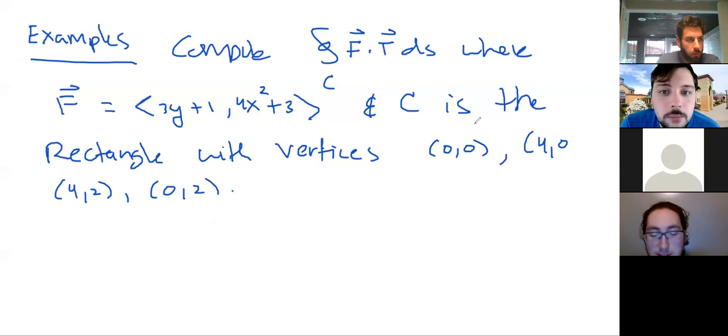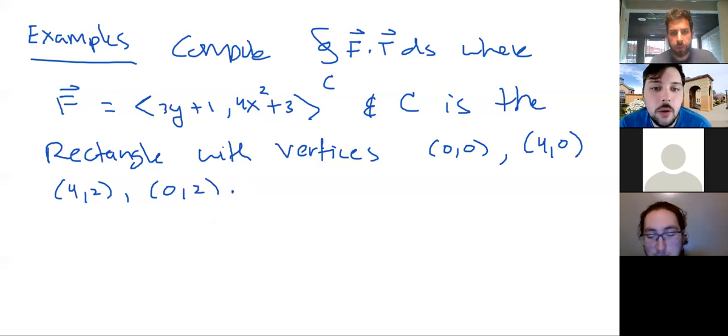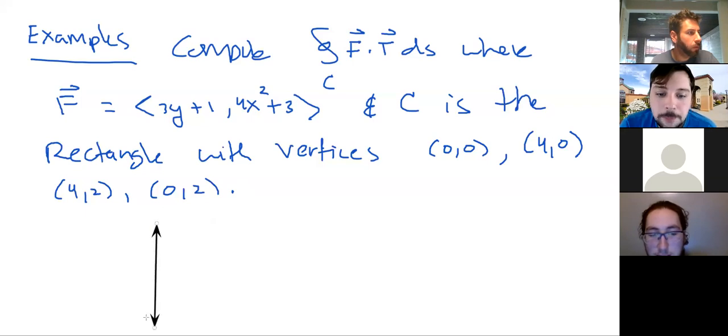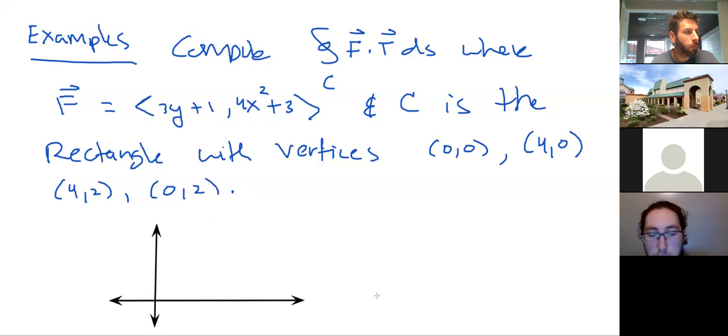So let's draw the picture real quick. It's always nice to draw pictures if you can. So if I take these points, I have 0, 0, 4, 0, 4, 2. So here's our rectangle. Let's draw it nice and pretty because we can.